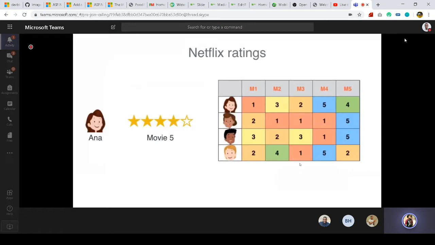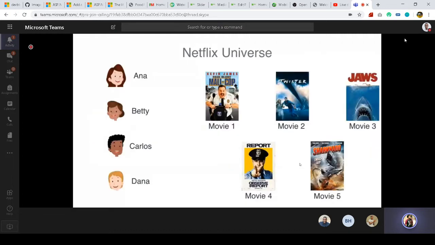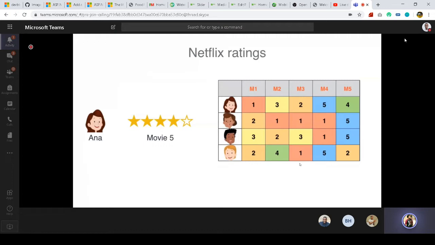So let's assume that Anna gives the movie 5, Sharknado, a rating of 4 stars, and Betty gives 1 star for movie 2, Carlos gives 3 stars for movie 3, and what's the name of the 4th person? Dana gives 5 stars for the movie 4. So that's how they have given ratings to the movies.